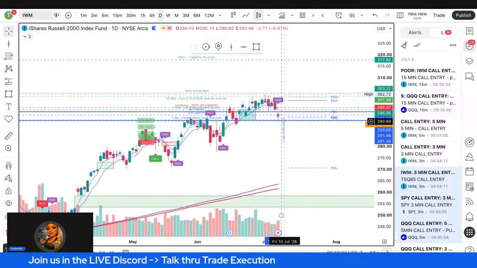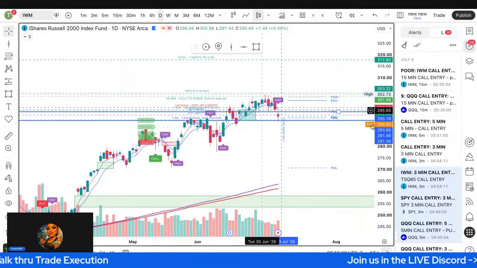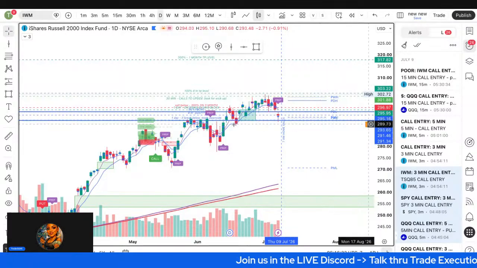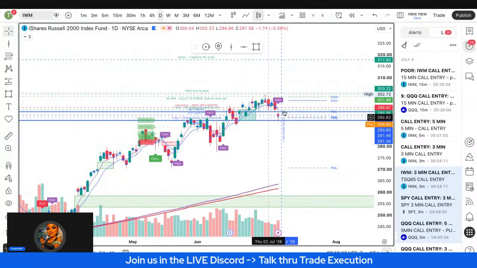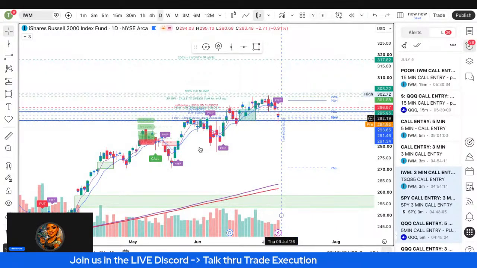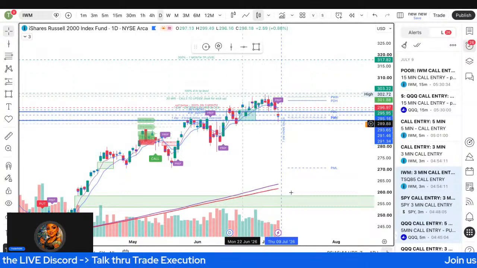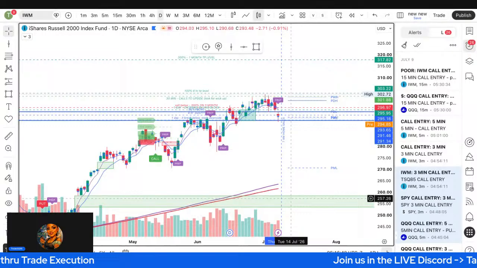And let's see here. On the daily, we did open below 94. We did open below this 8 EMA. So usually when I see that, that means that we want a little bit more downside. And we do have a gap down here.